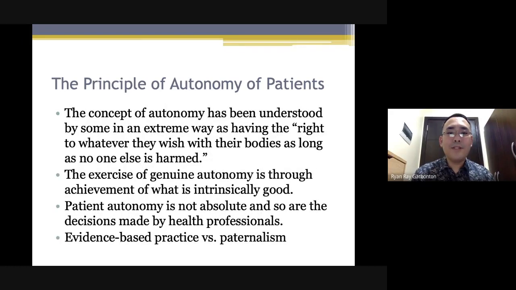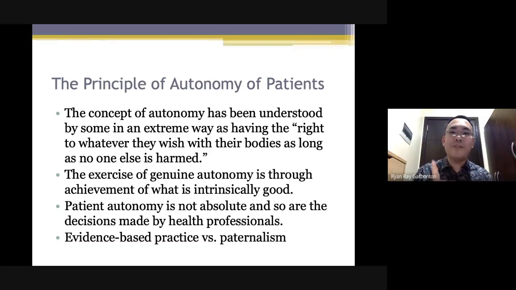Okay? The concept of autonomy sometimes has been understood in an extreme way, okay? By saying that as having the right to whatever they wish to do to their bodies, to your own bodies, as long as no one else is harmed. No? Because we have to be careful with such notion of autonomy, because the exercise of genuine autonomy is always through the achievement of what is intrinsically good. Pag sinabing intrinsically good, universally good for everyone, no? Not just good for the relative self, no? Hindi pwede na good sa akin pero bad sa iba, no? So you have to respect me because this is what is good for me. No. We have to respect an autonomy which is directed towards the universally accepted good.